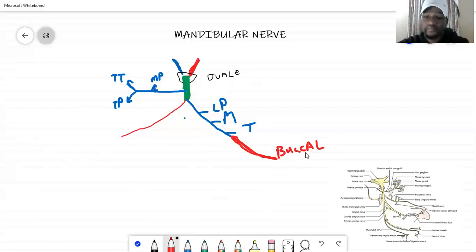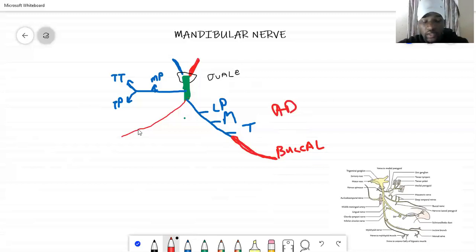So the buccal nerve, because buccal is the cheek, right? It will come around, so it takes the stimulus from the area around the buccinator, so the skin and the mucous membrane around the buccinator. Okay, also. So that will be it for the anterior division.